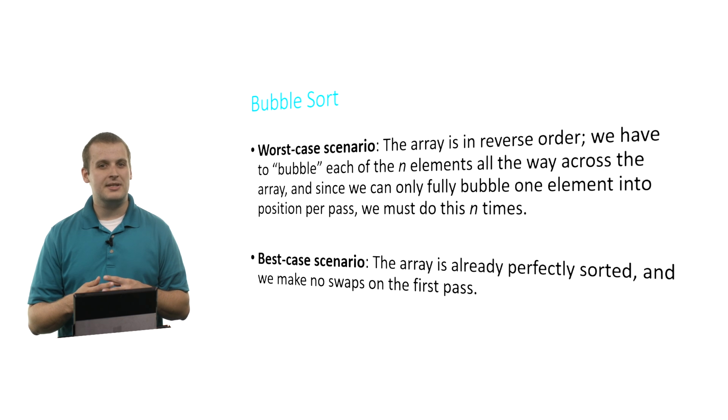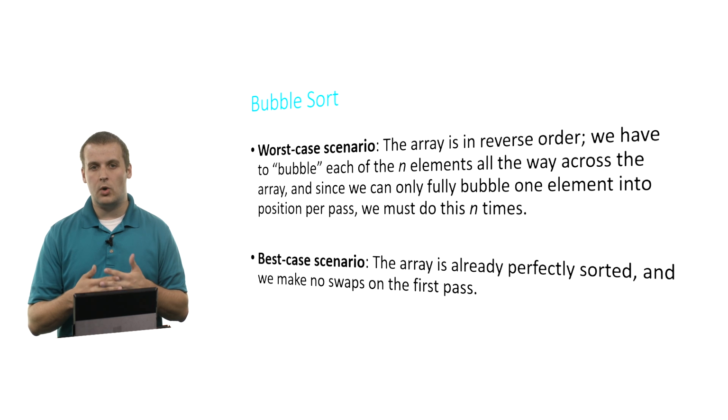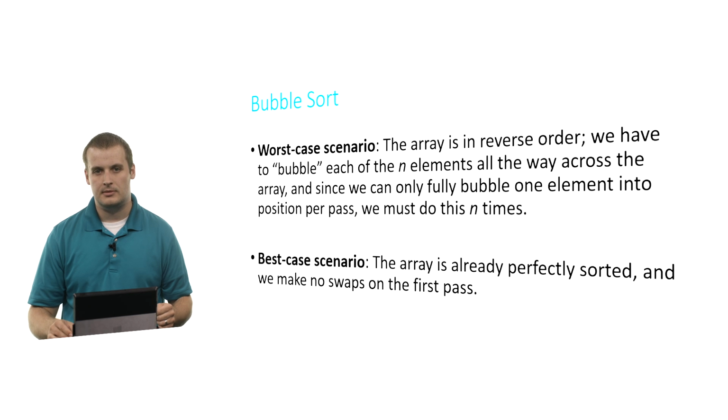In the best case scenario, though, this is slightly different from selection sort. The array is already sorted when we go in. We don't have to make any swaps on the first pass. So we might have to look at fewer elements, right? We don't have to repeat this process a number of times over. So what does that mean? So what's the worst case scenario for bubble sort? And what's the best case scenario for bubble sort?